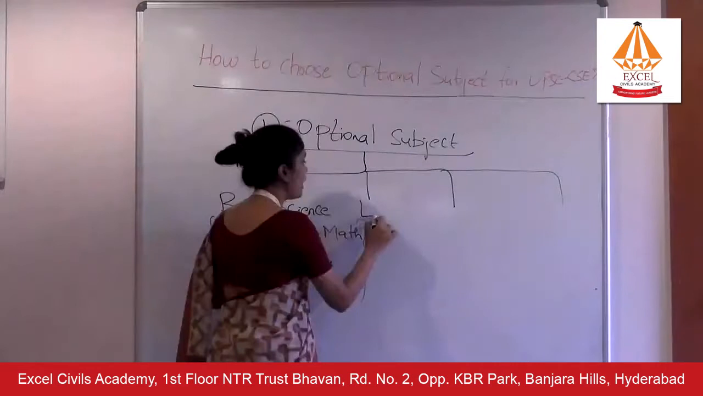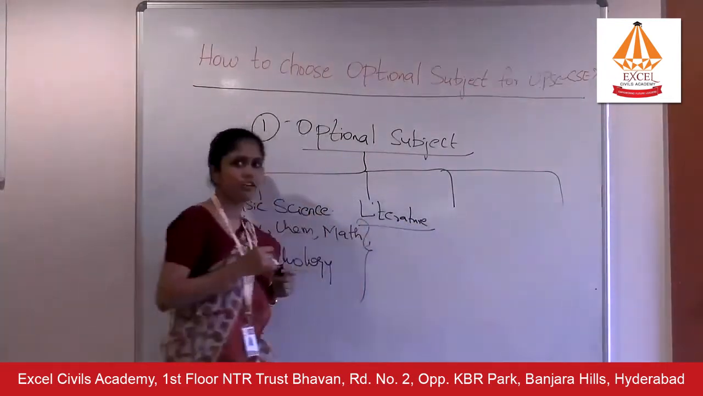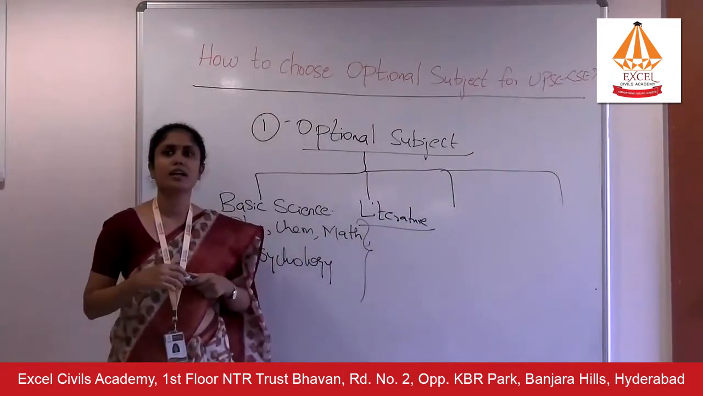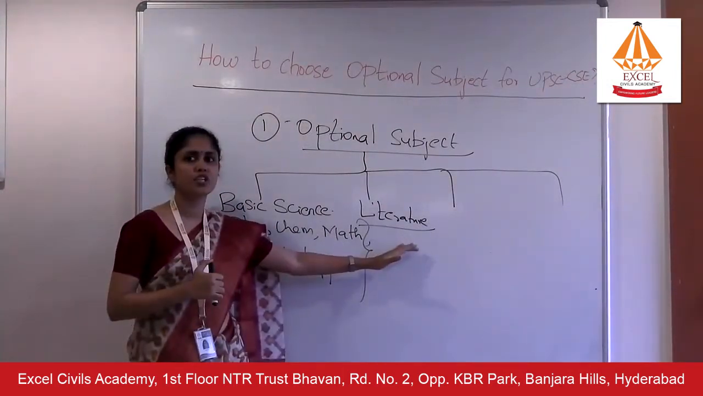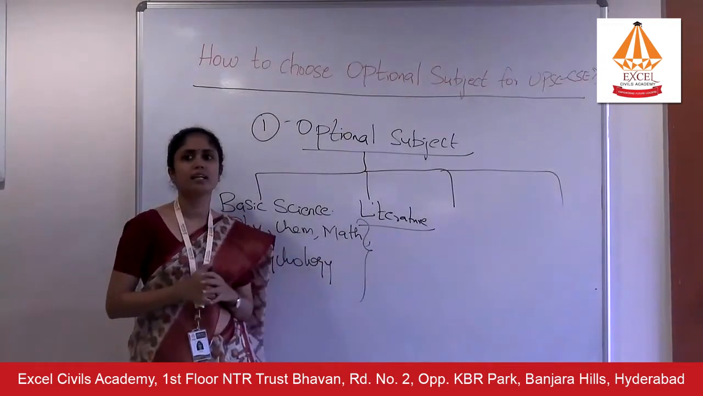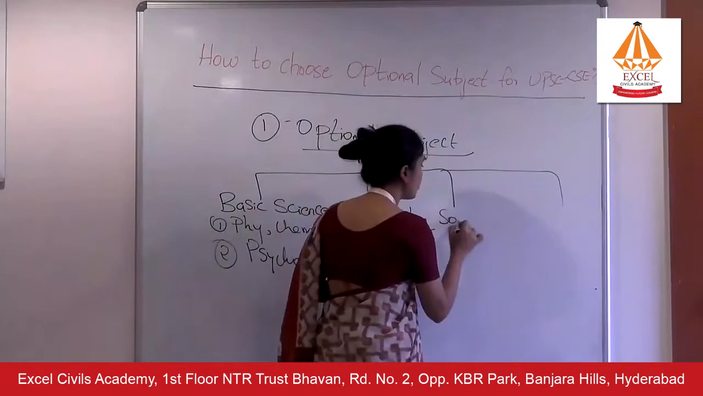Then you have literature-related optionals: English literature, Telugu literature, Kannada literature, Maithili. These are all the subjects which are available under this category of literature. Then you have social science optionals.